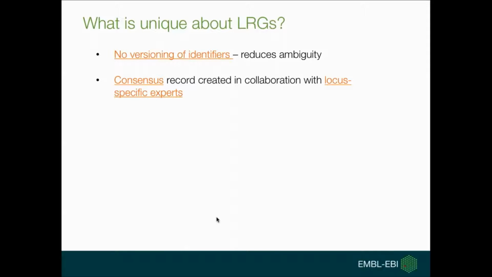Also, all LRG records are created by consensus in collaboration with locus-specific experts. This means that each LRG has the most suitable sequences for reporting variants at that particular locus. Also, all LRG records are manually curated. Each record undergoes an extensive curation process. And again, the purpose is to ensure that the reference sequences included in each record are the most suitable for reporting variants at that particular locus.